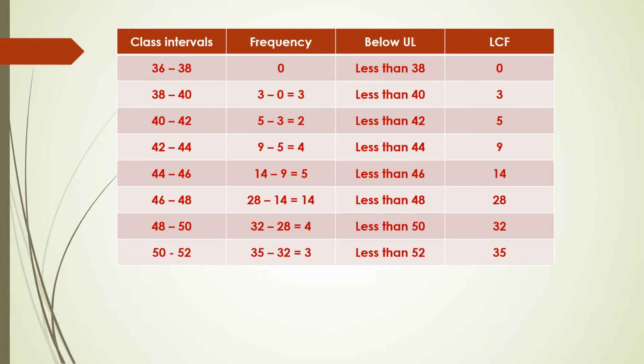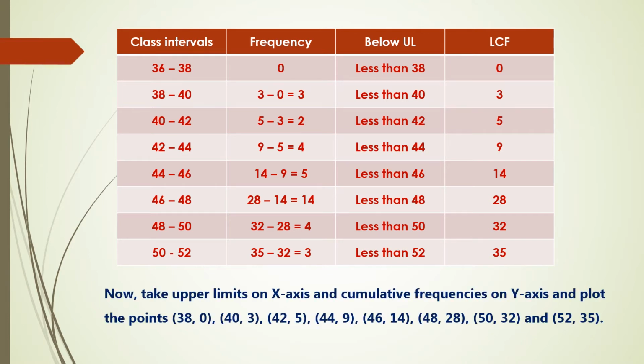Now, we have the complete less than type cumulative frequency distribution in our hands. Now, let's draw the less than ogive for the given data. We have to take upper limits on the x-axis and cumulative frequencies on the y-axis, and plot the points. These points, whose x coordinates are upper limits and whose y coordinates are respective cumulative frequencies, we have to plot on the graph to get the less than ogive.